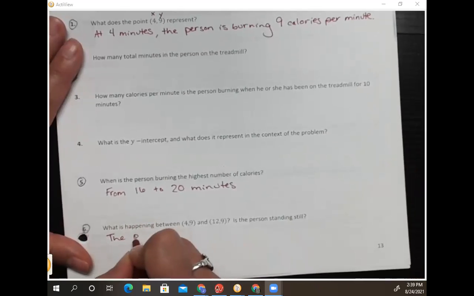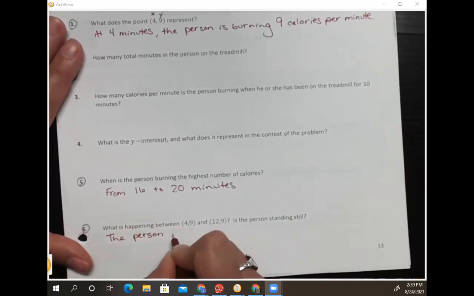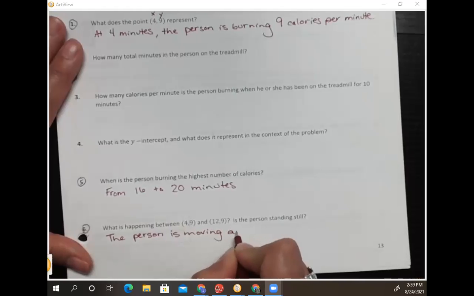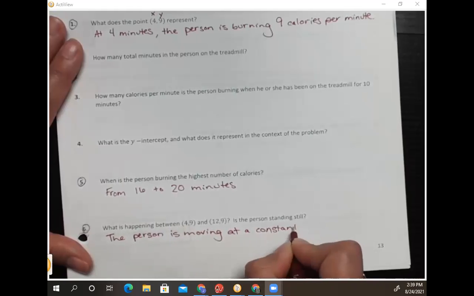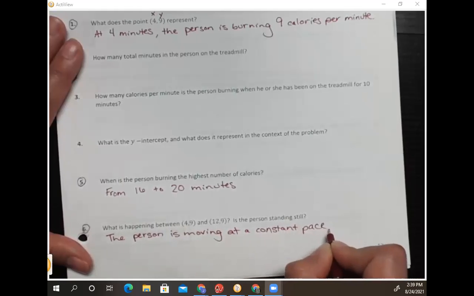The person is moving at a constant pace. Okay.